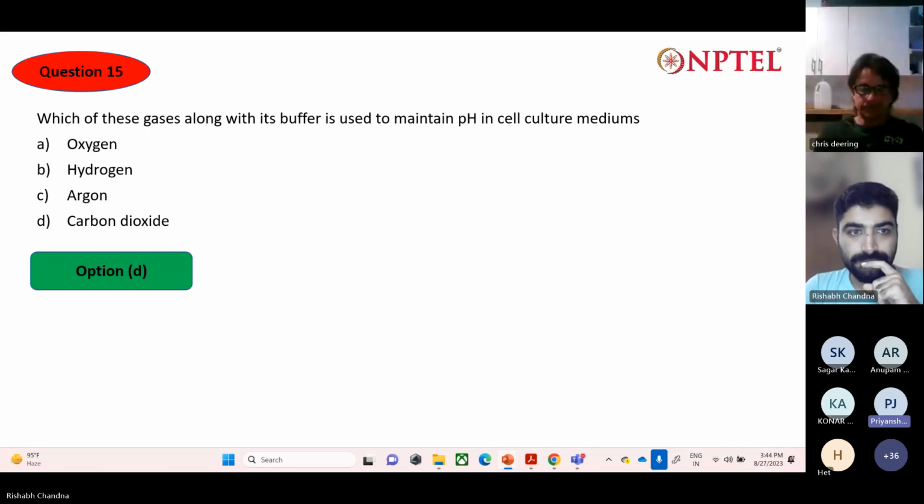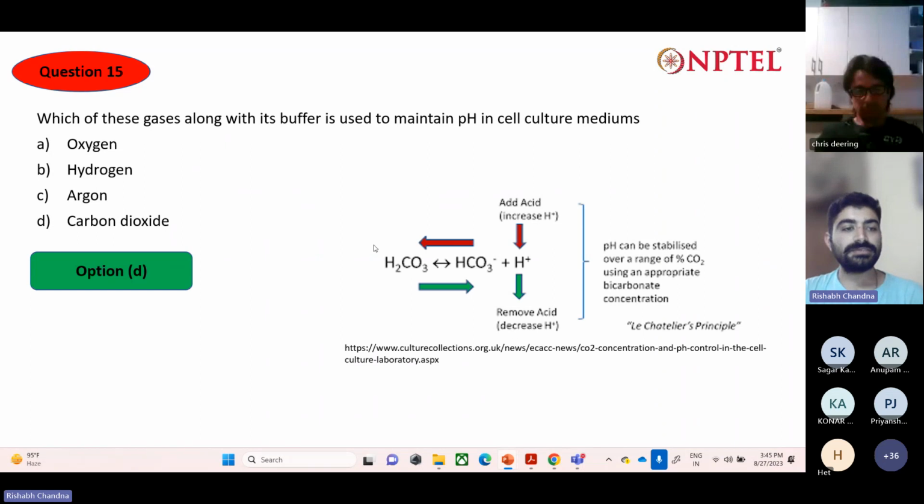They do not contaminate the culture. Yeah, that we know, but how are they helping maintain the pH? That's what I'm asking. It reacts with water to form carbonic acid, yes, and it lowers the pH in that way. So yes, this is the main reaction that helps in maintaining the pH.